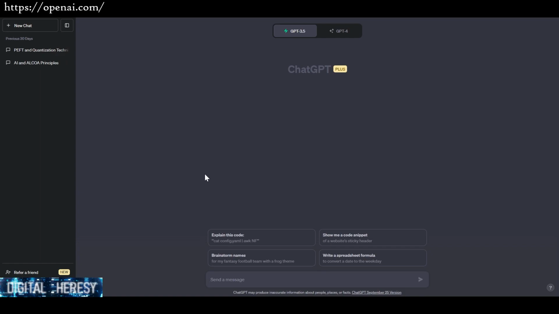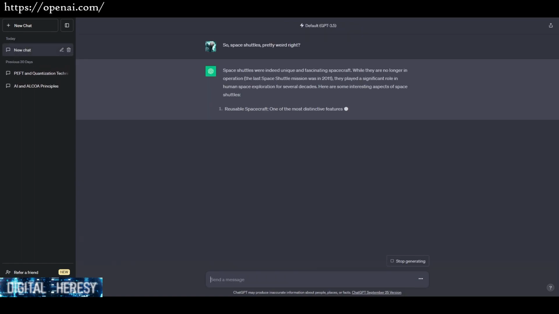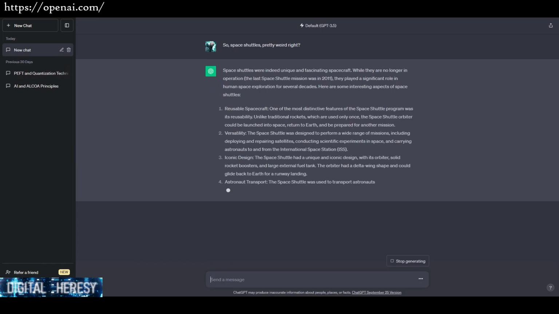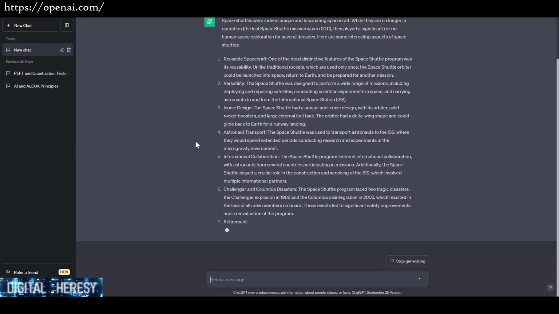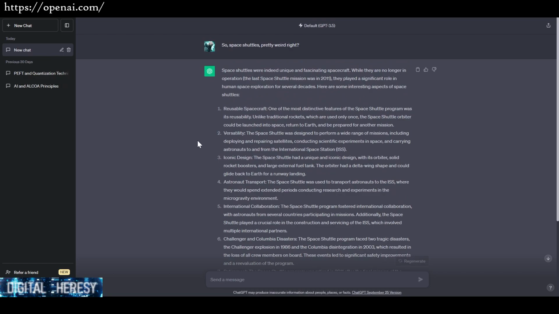Same thing here. So let's take a topic. Maybe I want to learn the basics of how space shuttles work, right? Well, if I were to come in here and just be like, so space shuttles, pretty weird, right? You'll notice that it starts to come back with a very... I hit it with a very open-ended question, right?